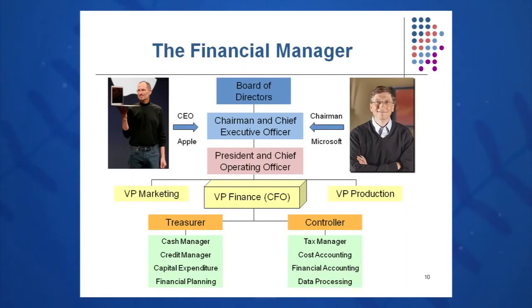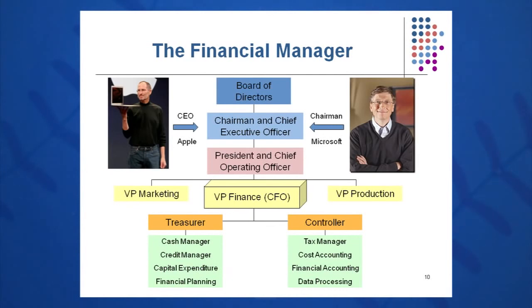Here's a typical organization chart in the large corporation. Again, I have two examples up here, Apple Computer and Microsoft, and they have slightly different titles at times. Generally, the board of directors is at the top of the organization. They actually hire and fire the managers that will run the corporation. At the top is typically a chairman, chief executive officer. In this case, the CEO, Steve Jobs at Apple, and different title at Microsoft, and that is the chairman, Bill Gates.